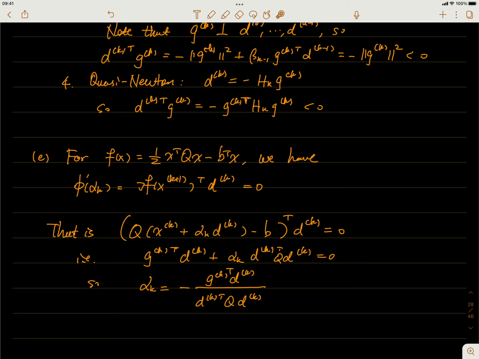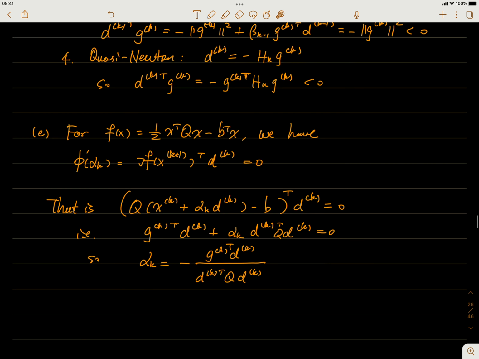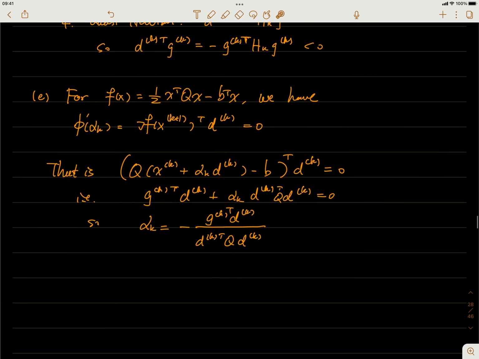And the same thing here. Actually, to be rigorous, we need to show that this is a non-zero scalar. But that's easy to show because Q is positive definite and d is non-zero, so this must be a positive number. So that's why you can divide it. Otherwise, you also need to show that this is a non-zero value that you are trying to divide by.